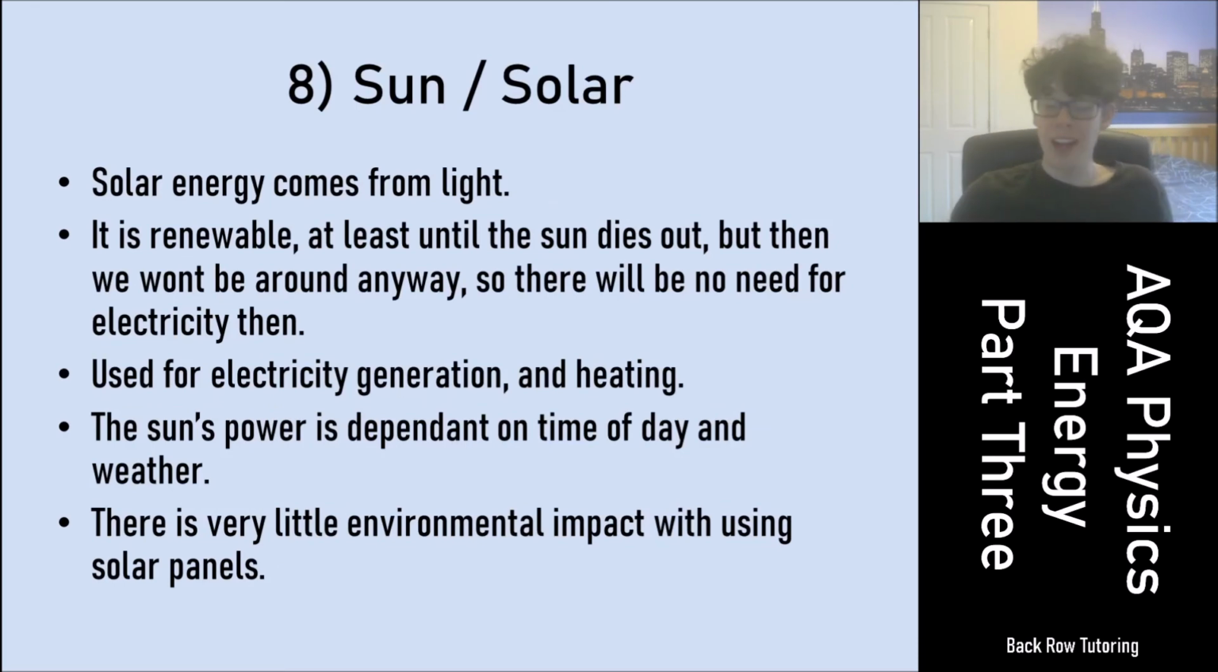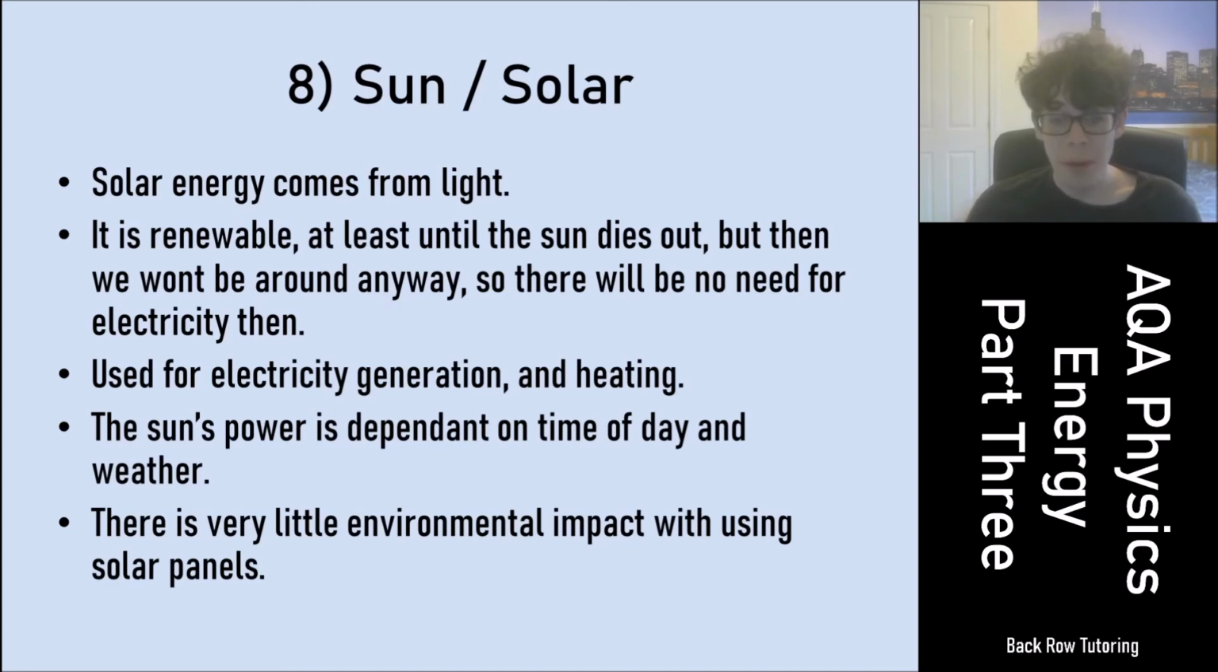Number 8 is sun, or solar. So solar energy comes from light from the sun. It's renewable, at least until the sun dies out, but we don't need to worry about that because we won't be around in the first place when the sun dies. So there will be no need for electricity when there's no people on the planet. But this is used for electricity generation and heating.